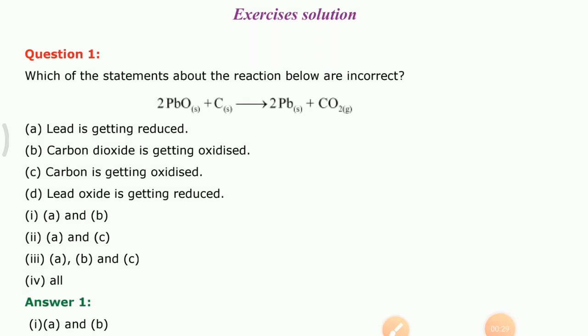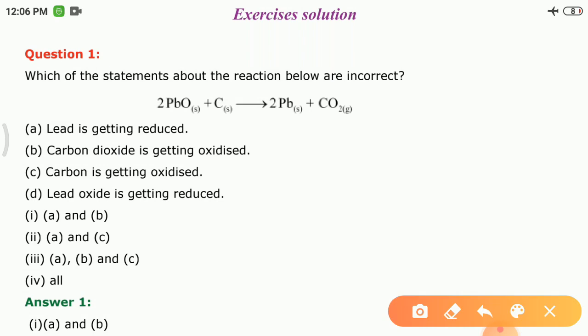Question number 1 is, which of the statements about the reaction below are incorrect? 2 PbO, lead oxide solid, plus carbon solid gives 2 Pb solid plus carbon dioxide gas. The options given are: A, lead is getting reduced; B, carbon dioxide is getting oxidized; C, carbon is getting oxidized; D, lead oxide is getting reduced.